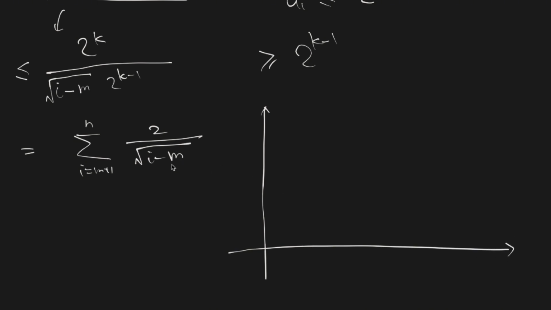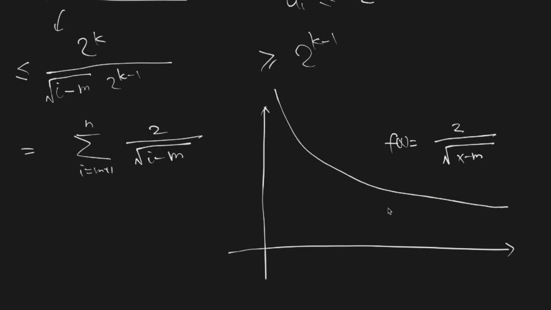But you see, this time we have a minus m, but since m is a constant, maybe we can just incorporate that as part of the function. So let me draw a curve. Okay, let's call this curve f of x equals 2 over square root of x minus m. And this time we also start at the point m plus 1 and go to the point n.